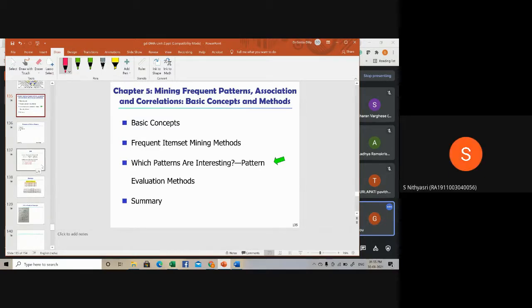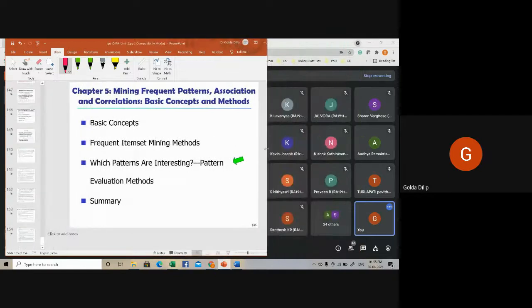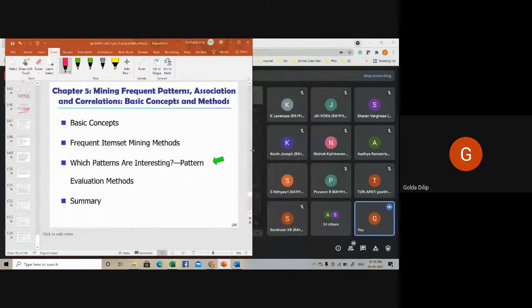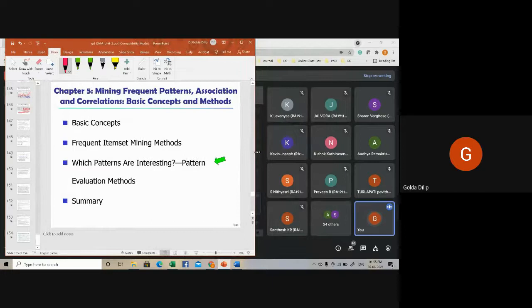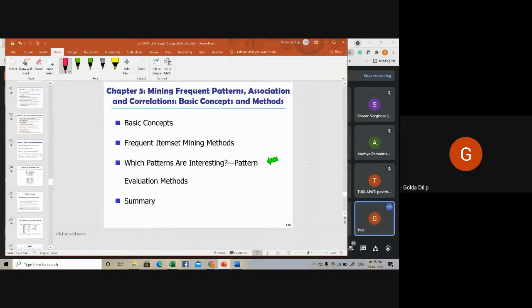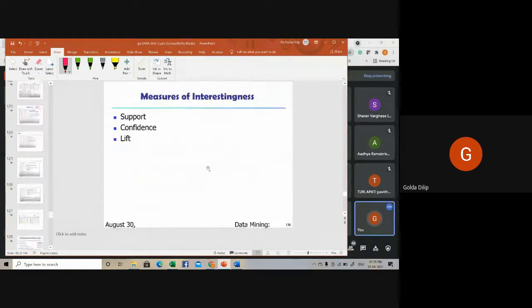Ma'am, support and confidence. Very good, very good. Who's the person who confidently gave me that answer? Who's it? Me, ma'am. Who's this me? Nitishri. Okay, very good, Nitishri. So only one person is listening in the class.